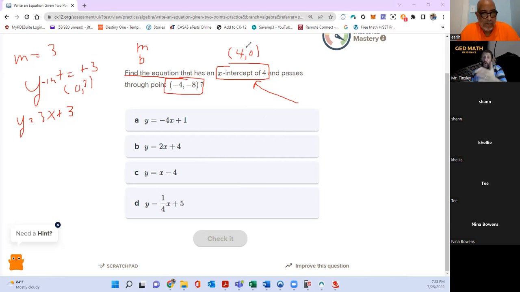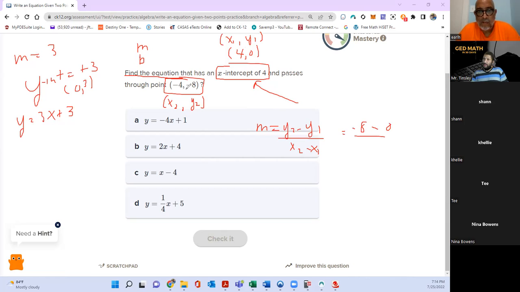So now you have 2 points. So y2 minus y1 over x2 minus x1. This is x1, this is y1, this is x2, this is y2. Y2 is -8 minus y1, which is 0.